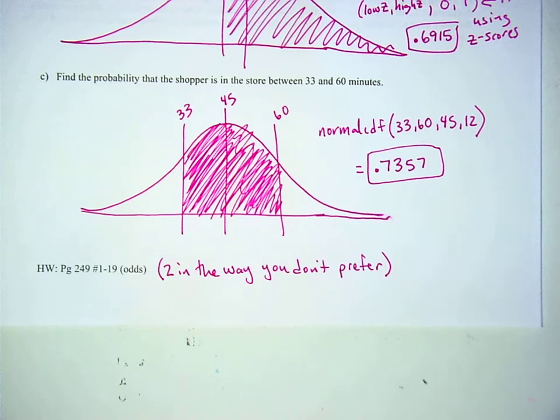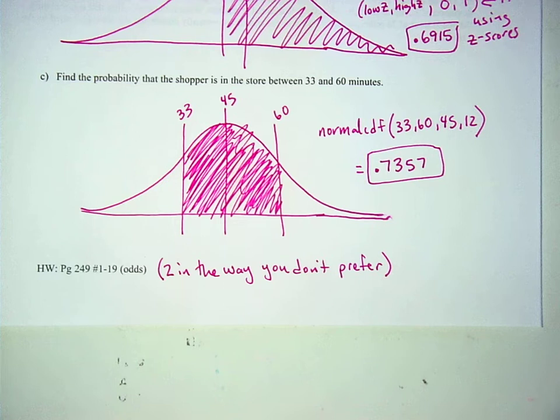But if you prefer using the chart or vice versa, you need to do 2 in the way you don't prefer, just because both would be expected on the AP exam. So I want you to practice both, but the rest you can do in whatever way you like the best. Sound good? Do you guys have any questions for me on this last one?